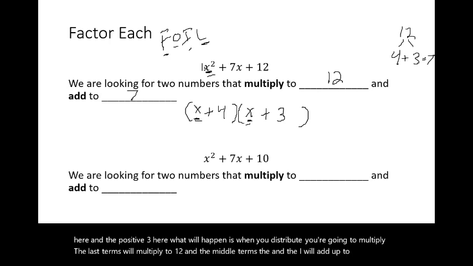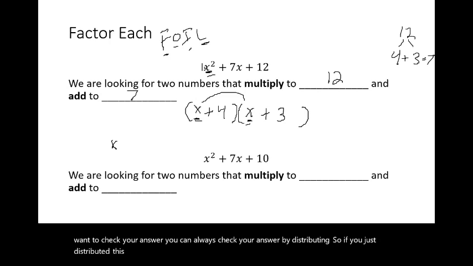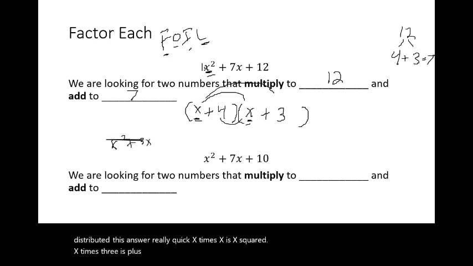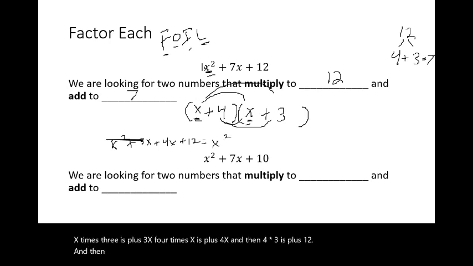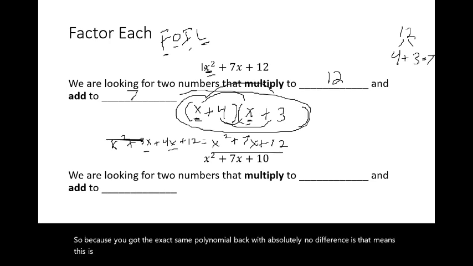Now, if you want to check your answer, you can always check your answer by distributing. So if you just distributed this answer really quick, x times x is x squared, x times 3 is plus 3x, 4 times x is plus 4x, and then 4 times 3 is plus 12. And then when you combine the middle terms, 3x plus 4x will give you 7x. So because you got the exact same polynomial back with absolutely no differences, that means this is the correct answer, and this is your polynomial fully factored.